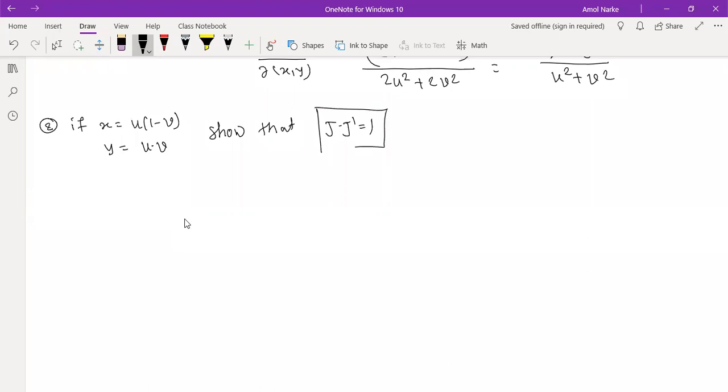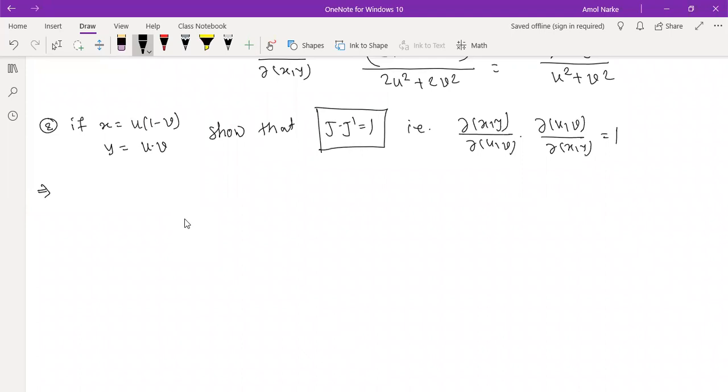Now, once they are saying J into J dash is equal to 1, it means you need to find the J value separately and the J dash value separately, then do the product and show that the product comes to 1. You cannot use this identity directly. So Jacobian of x and y with respect to u and v, into Jacobian of u and v with respect to x and y, is equal to 1. Which value is easy to calculate first?